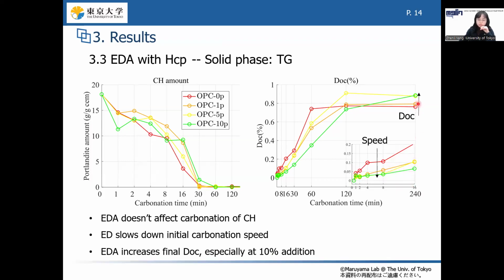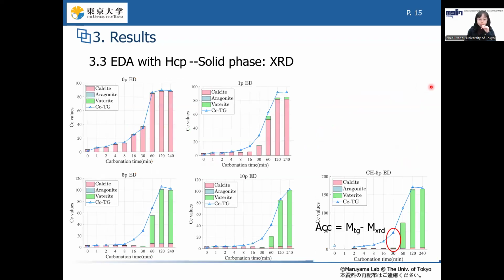The final carbonation degree is increased, especially at 10% of addition, which means the CO2 fixation efficiency is improved by the EDA addition. This is the calcium carbonate mass change detected by XRD, adding no EDA, 1%, 5%, and 10% of ethylenediamine. We also carbonate the pure portlandite with 5% of ethylenediamine.